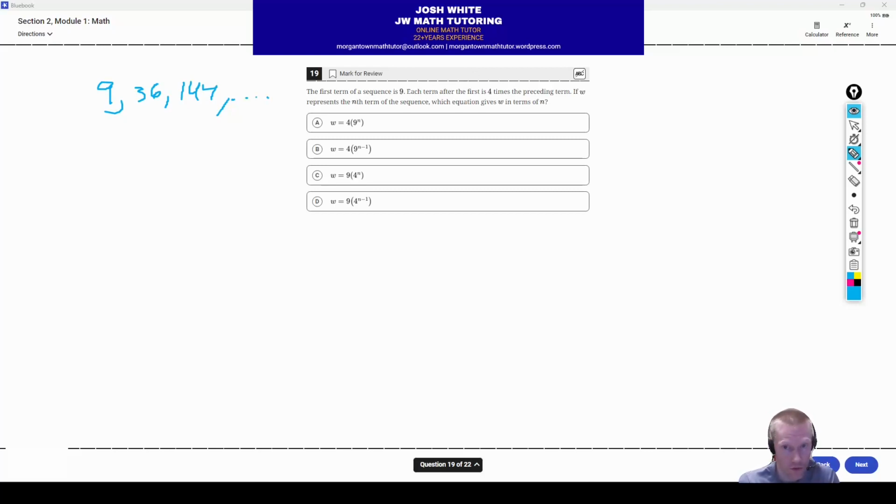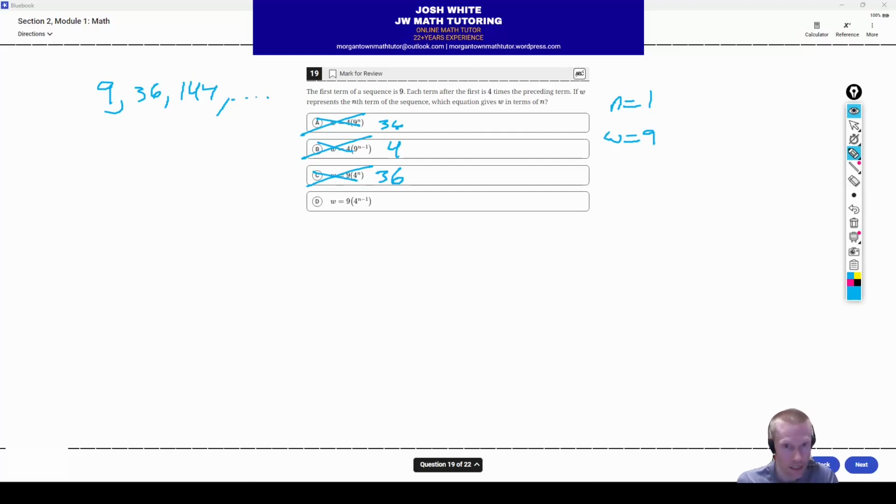So first of all, the first term of the sequence is 9. That means when we set n equal to 1, we want the output to be 9. So let's go through these answer choices and see which one gives us that. A: 9 to the first is 9, 9 times 4 is 36. No. B: 1 minus 1 is 0, 9 to the 0 is 1, 1 times 4 is 4. No. C: 4 to the first is 4, 4 times 9 is 36. No. So it's going to have to be D by process of elimination, but let's just confirm.